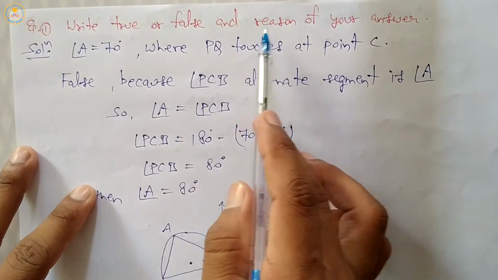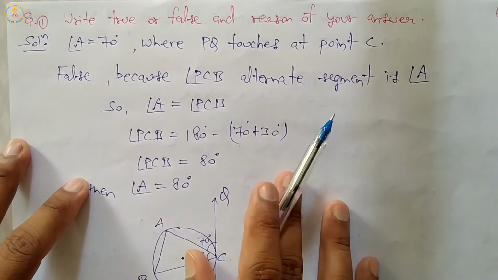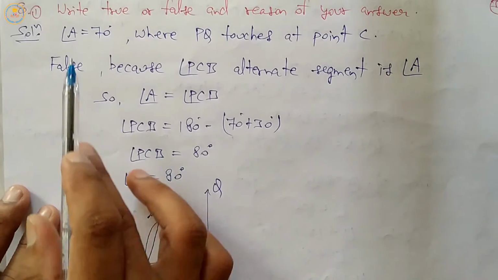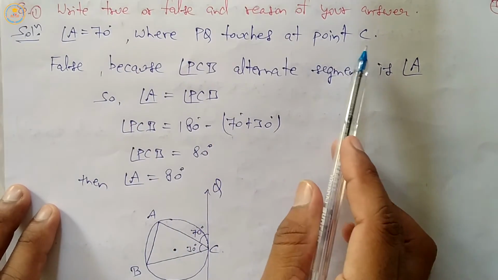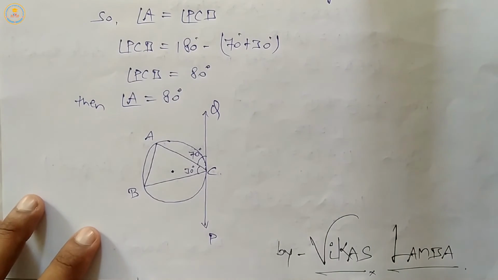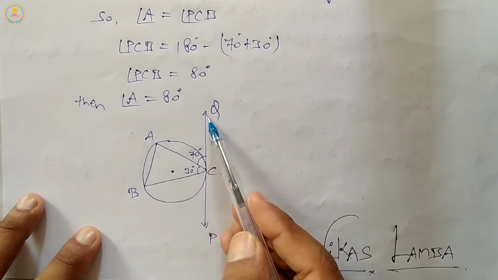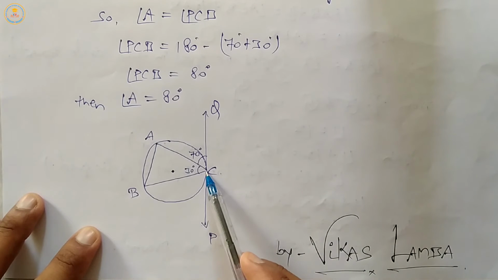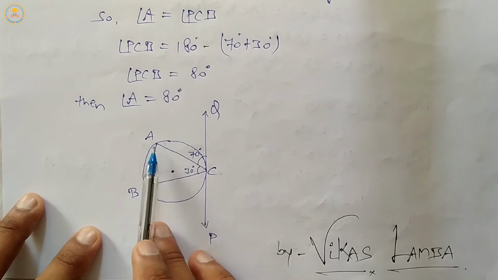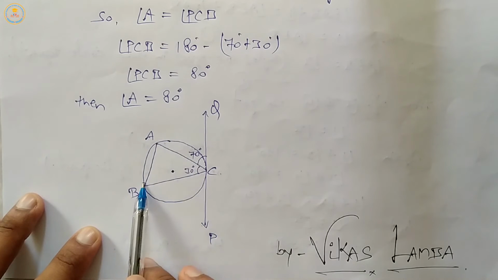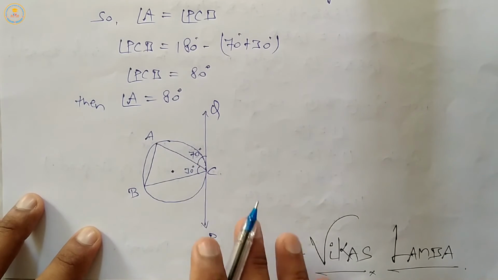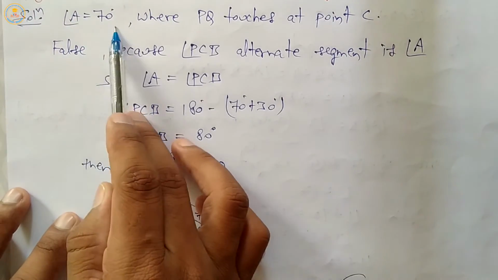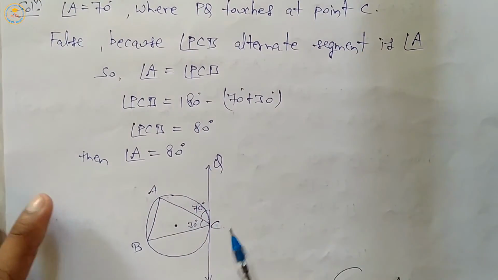Write true or false and give the reason for your answer. If angle A equals 70 degrees, where PQ touches at point C. The diagram is given. PQ is a tangent, and C is the point of contact. In triangle ABC, this angle is 30 degrees and this one is 70 degrees.